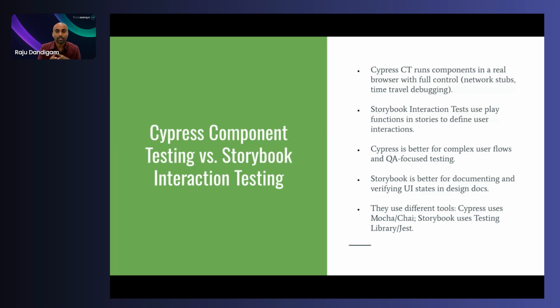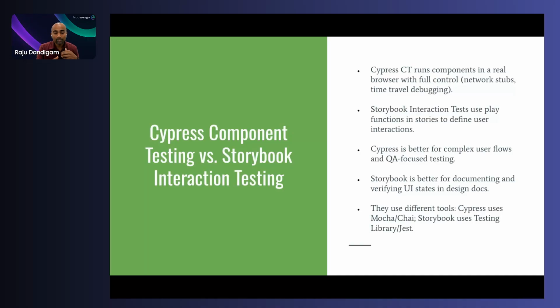So the general question is: if Storybook already has interaction tests, which were recently introduced, then why do we need to use Cypress? Where does it add value? Storybook interaction tests are great for documenting and verifying user flows within Storybook. They primarily use the Testing Library APIs and typically run in a simulated DOM environment, JSDOM, which is lightweight and perfect for documentation. Cypress component testing, on the other hand, runs in a real browser, which gives full control, including network stubbing, clock control, debugging via the terminal, and many other features.